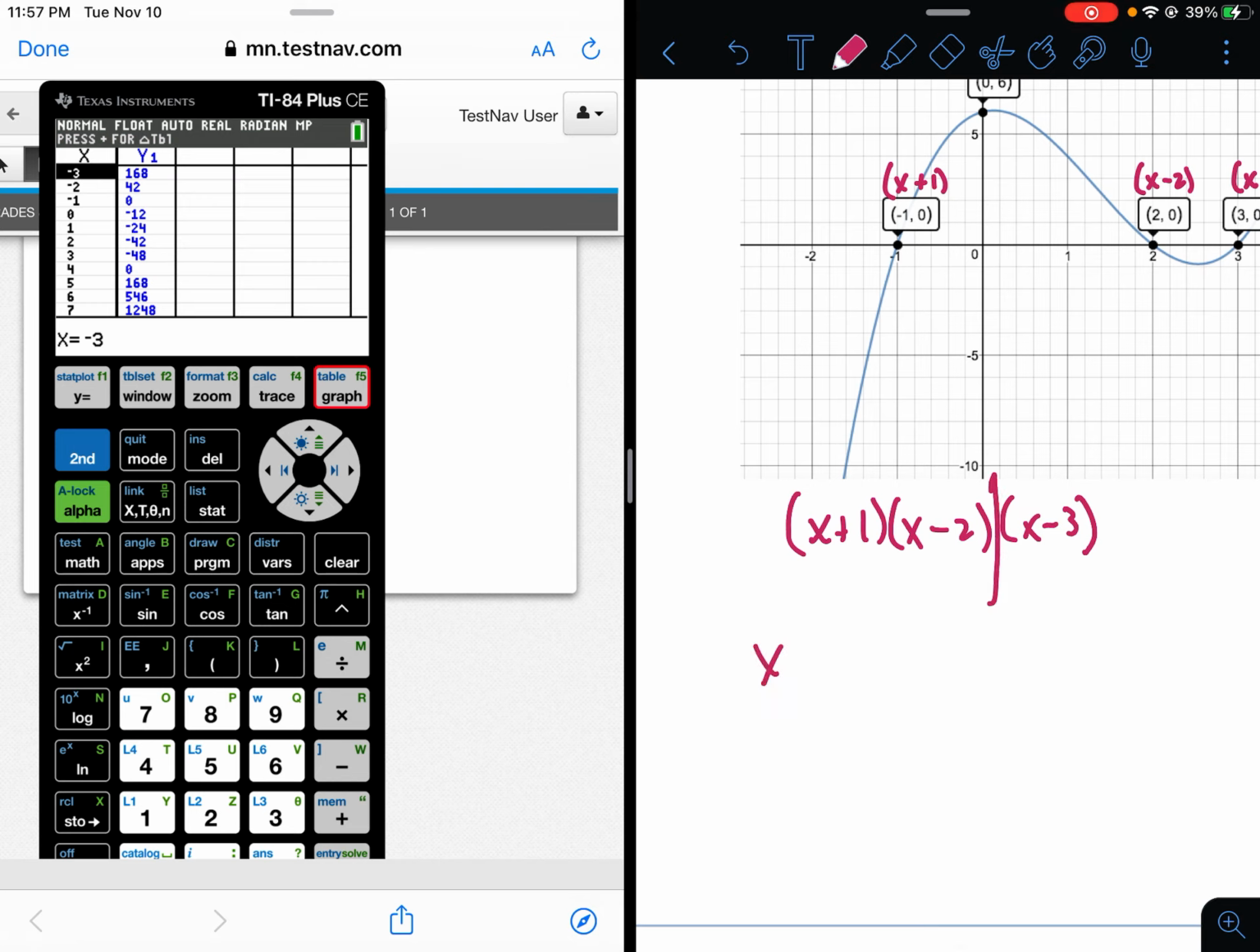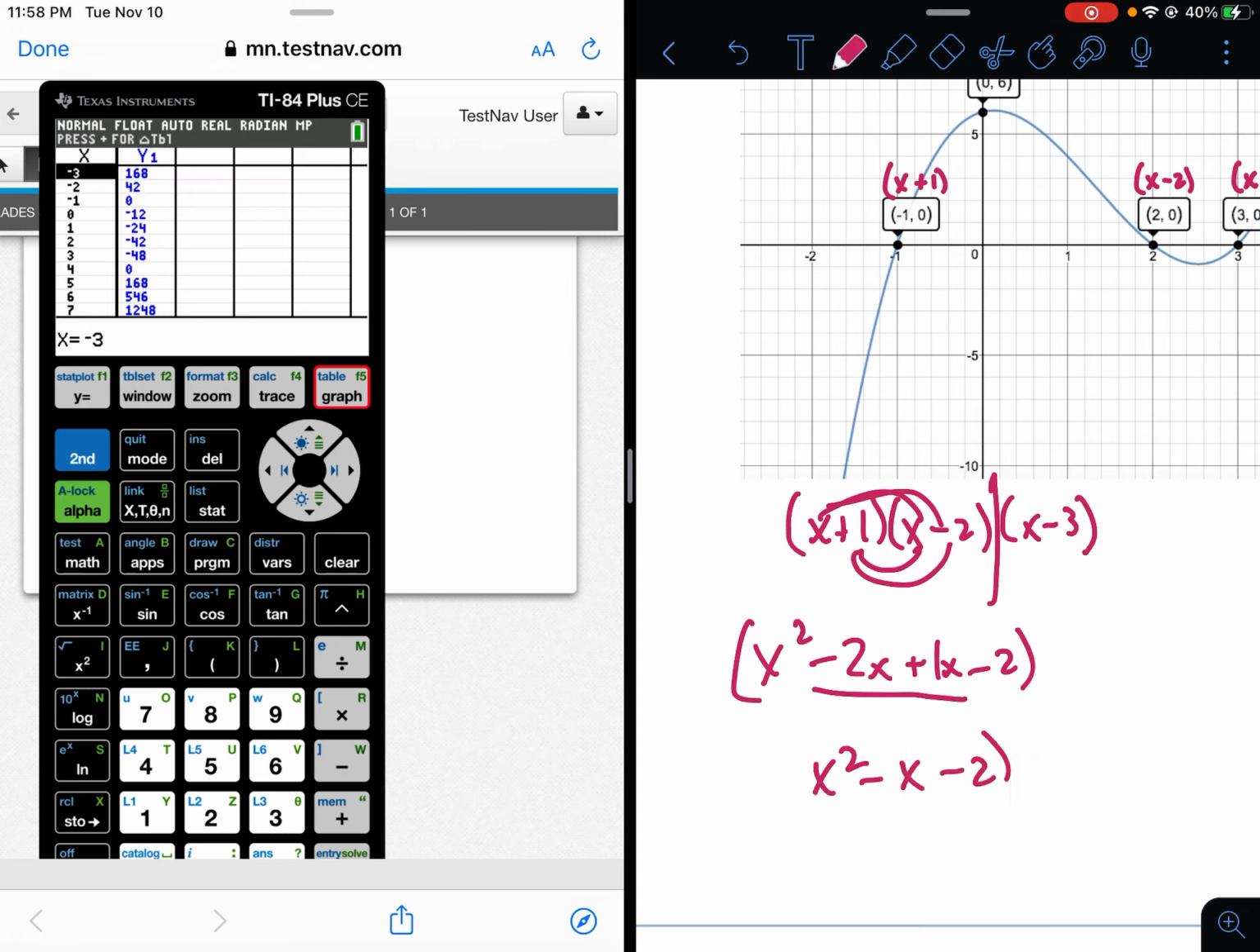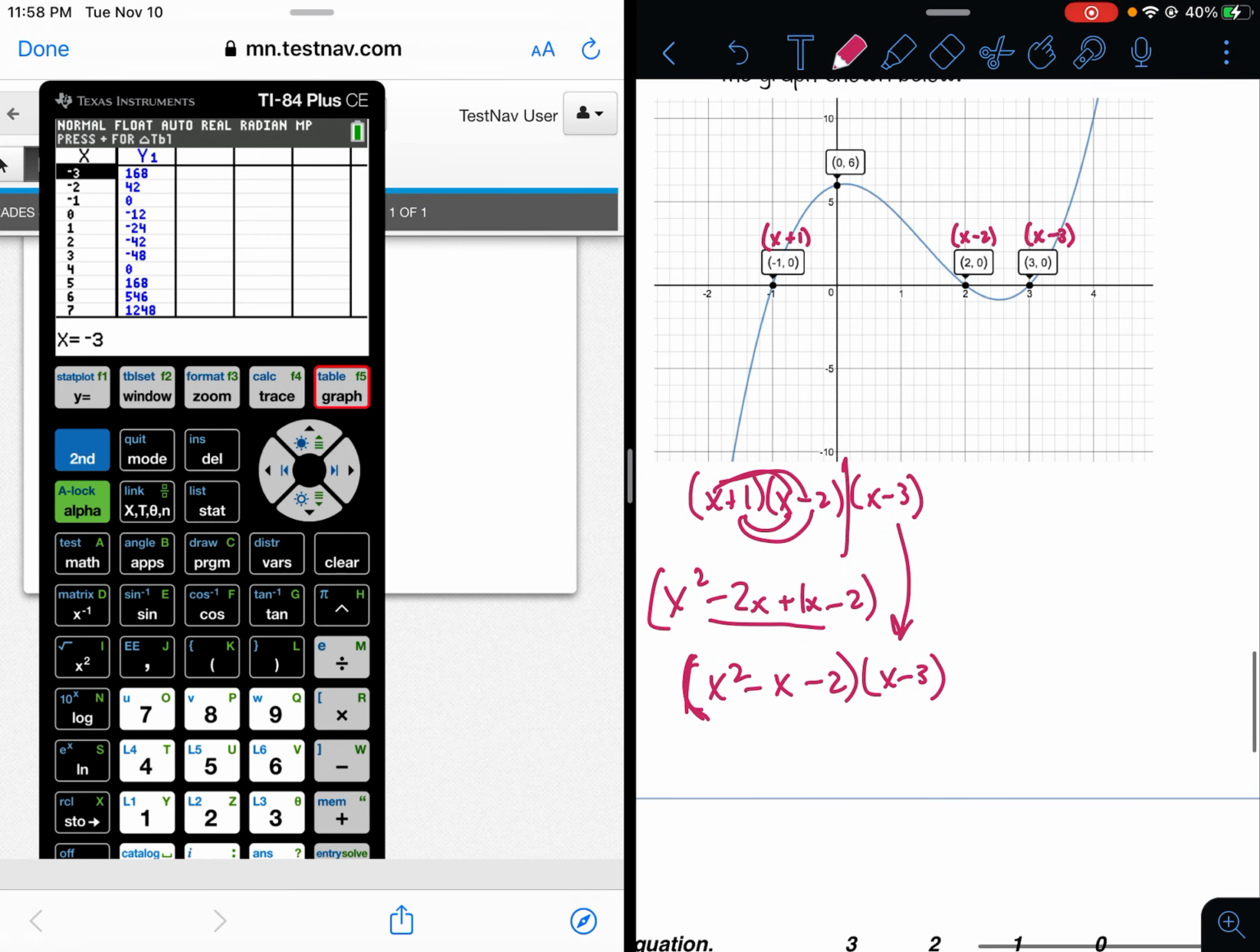So we multiply this. X times x is x squared. X times negative 2. 1 times x. 1 times negative 2. Okay. Combine like terms. Negative 2x and 1x is x squared minus 1x. I don't really need the 1x. And then minus 2. That's a parenthesis. I can finally bring down the x minus 3 and repeat the process. I'm going to write these answers over here.